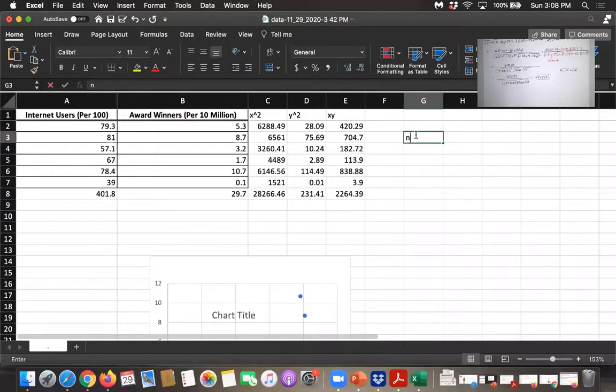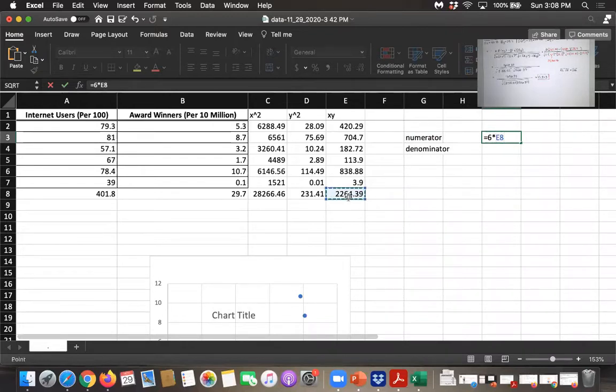Okay, so I want to use Excel to evaluate that formula. So I'll just do the numerator and denominator separately. The numerator was our sample size 6 times the sum of the X's times Y's minus the sum of the X's times the sum of the Y's. Great. In the denominator, we have the square root of sample size of 6 times the sum of the X's squared minus the sum of the X's, squared. That's in our first square root.